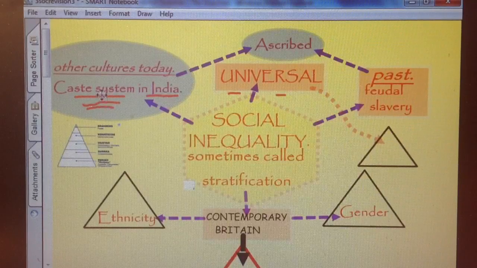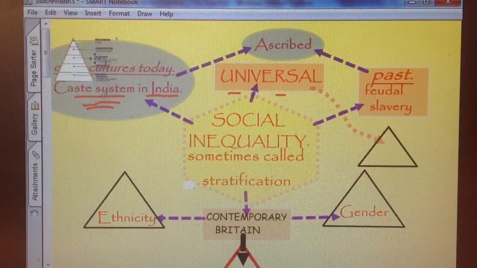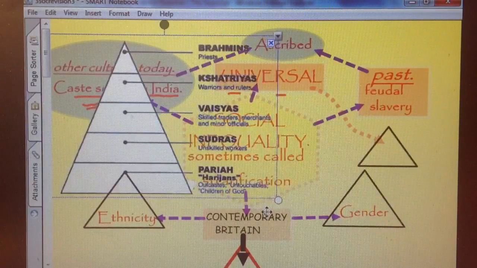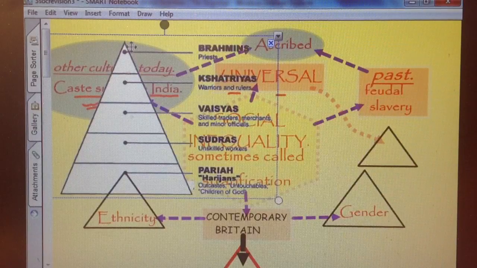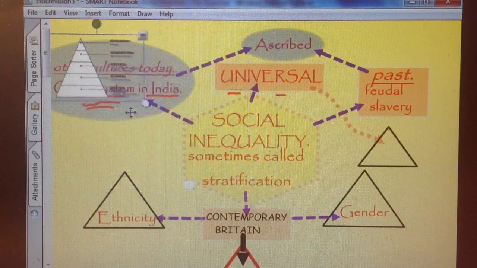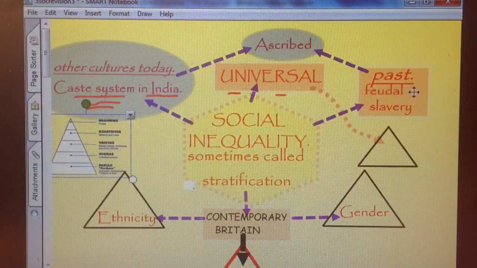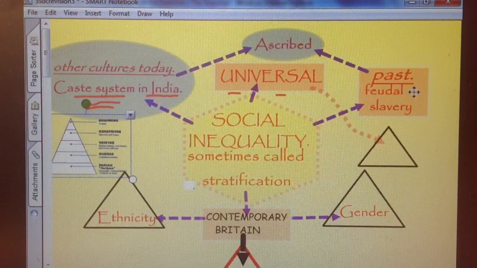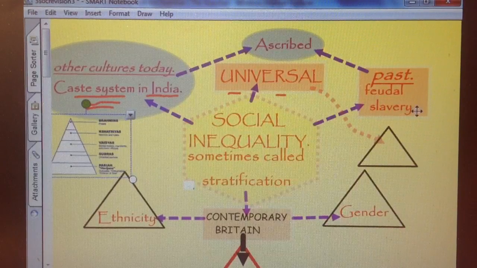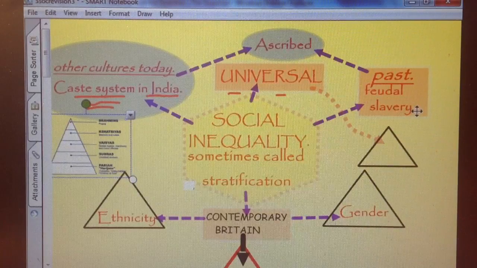So there's the caste system in India, which we've done in class. The Brahmins, the priests, warriors, etc., down to the untouchables. There's things like, in the past, the feudal system in Europe: kings, dukes, bishops, knights, peasants. The slavery system: white slave owners, free whites, house slaves, field slaves.